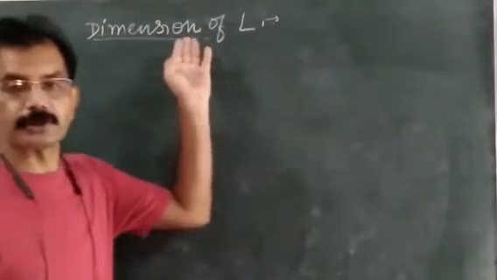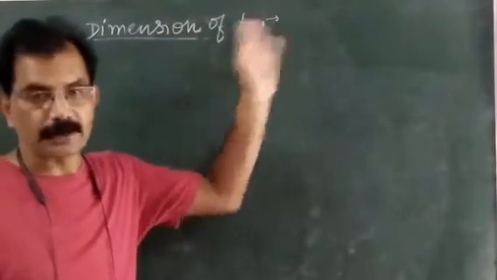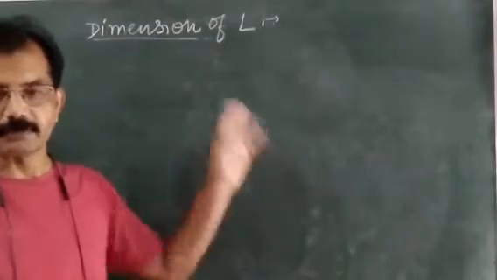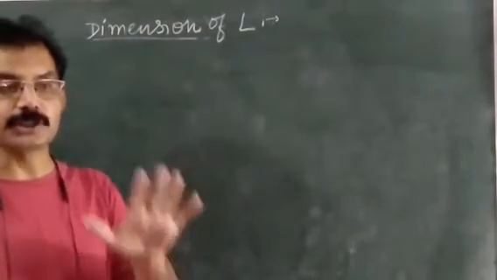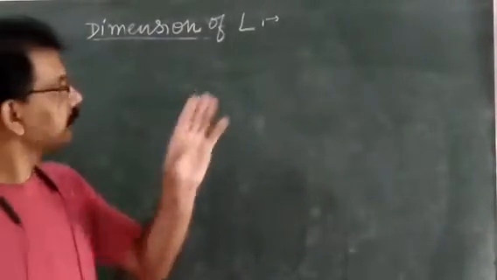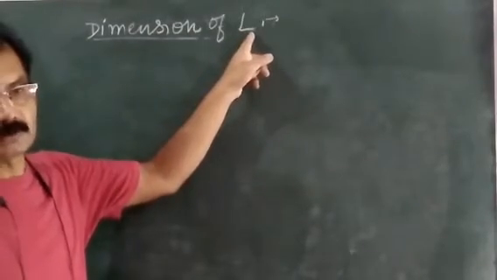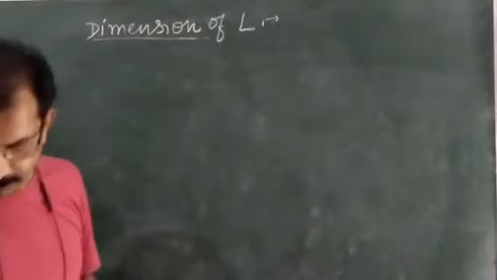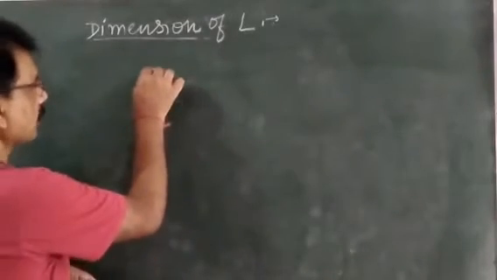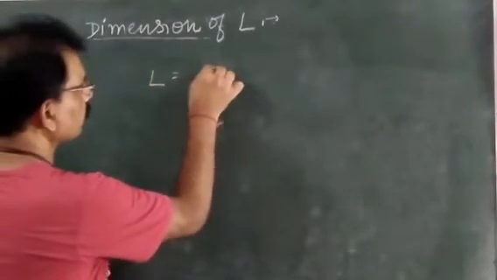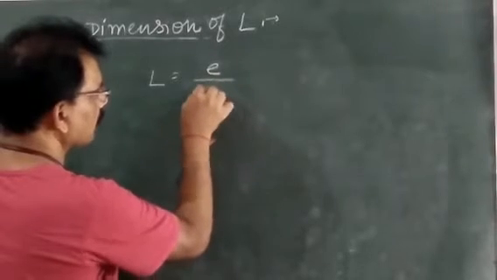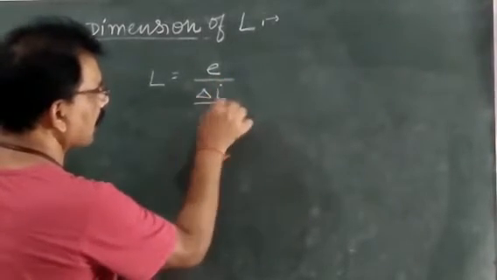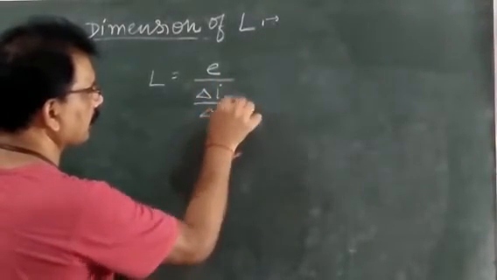In this video, I am going to discuss the dimension of L. Yesterday, I gave the formula for finding the coefficient of self-inductance, which is denoted by L. Numerically, the coefficient of self-inductance is given by L is equal to E upon delta I upon delta T.